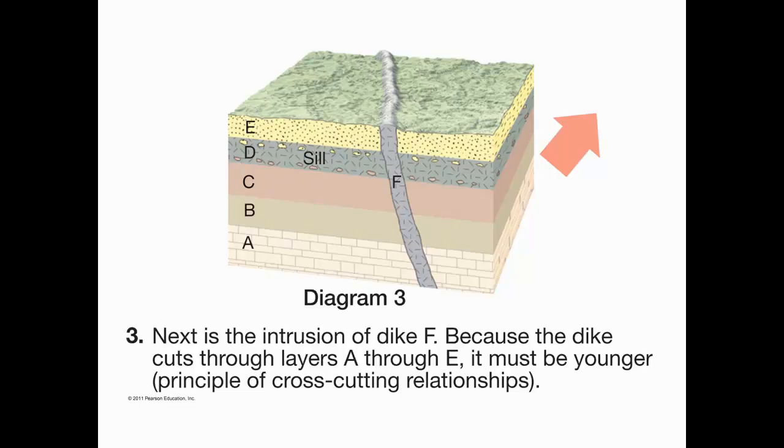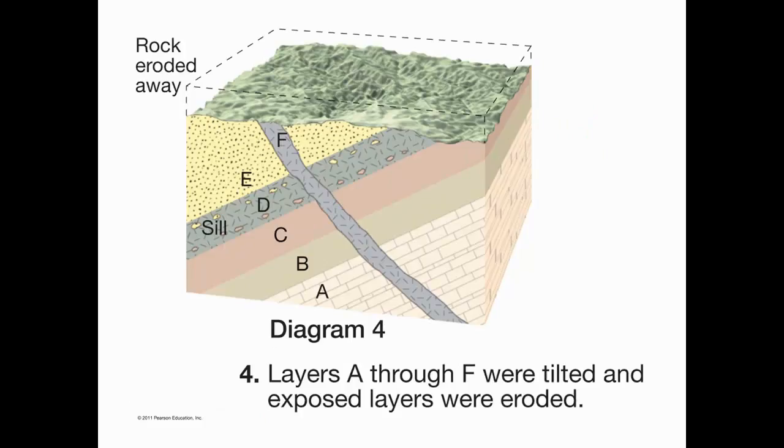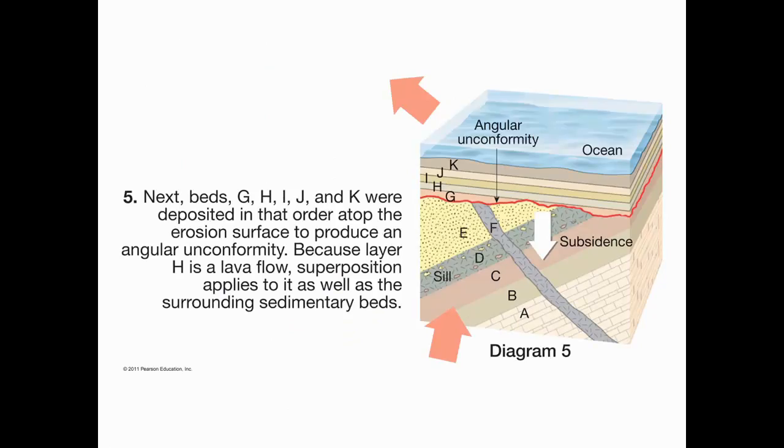Now following intrusion of dike F, we have a period of erosion, and notice that the upper rocks are eroded away to form this erosional surface. And this in turn is followed by the return of the C's, and at that point we have sedimentary layers deposited on top of that old erosional surface, layers G through K.